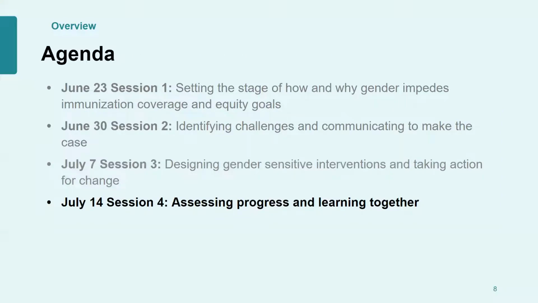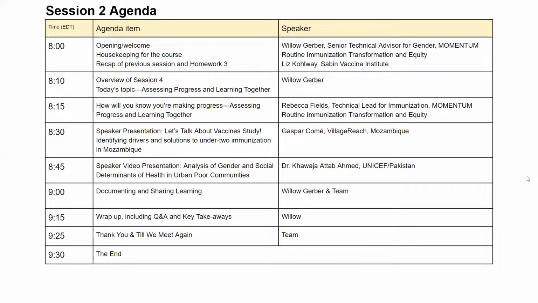Today, on July 14th, we're going to be talking about assessing progress and learning together. We will try to keep to time. We have two speakers today: Rebecca Fields once again, and Gaspar Cormier from Village Reach. We also have a video presentation by Dr. Ahmed from UNICEF Pakistan. Unfortunately, he's not able to be with us live, but we have a presentation from him on gender and social determinants of health in urban poor communities of Pakistan, which is very interesting.